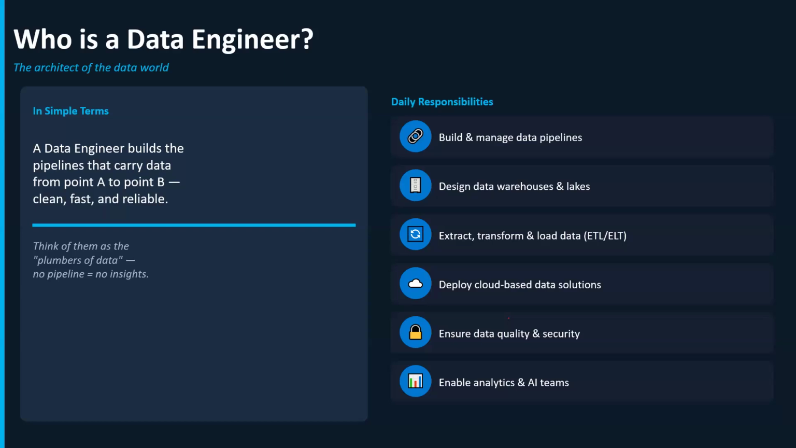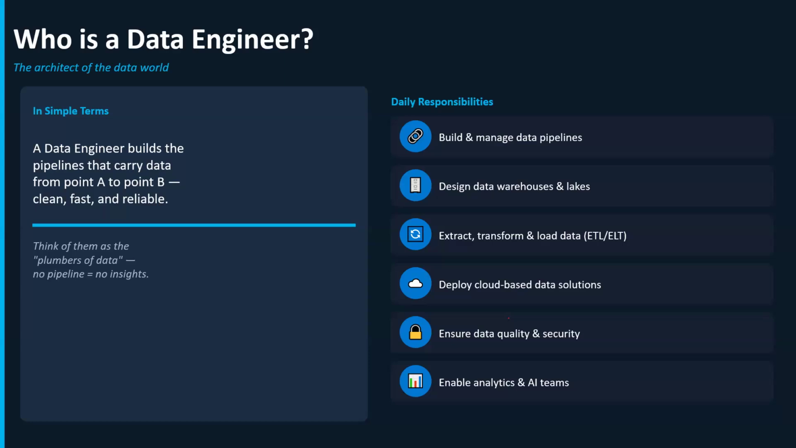Deploy cloud-based data solutions. All these data pipelines and solutions will be in the cloud, so they are responsible for helping to deploy them. Ensure data quality and security. This is also very important because sometimes the data might be invalid. Suppose there are millions of rows, and only some rows are qualified enough to validate or do an analysis on. That's where data quality is also ensured.